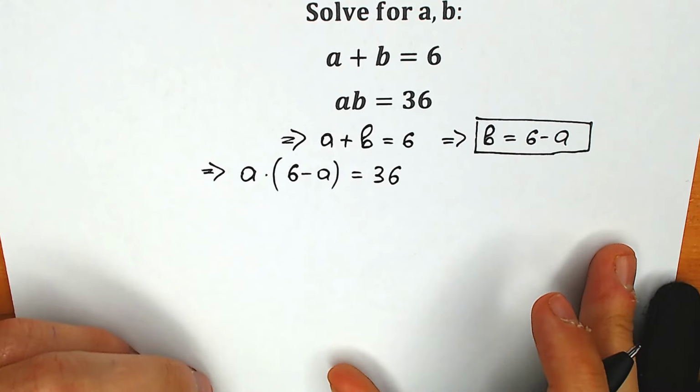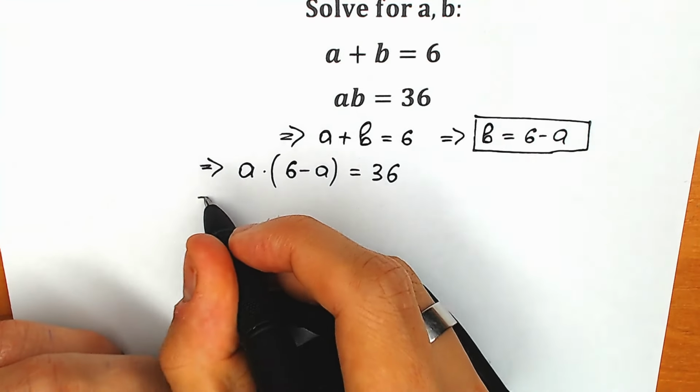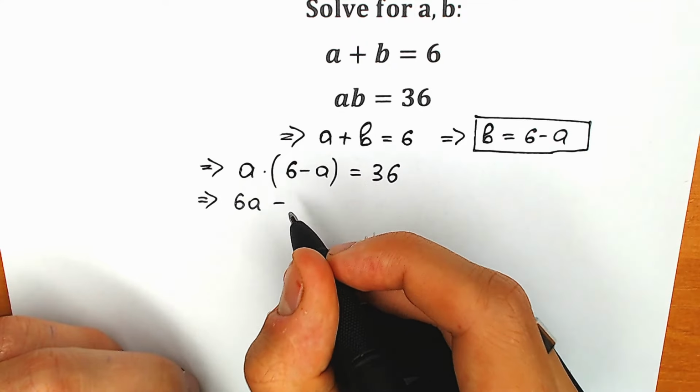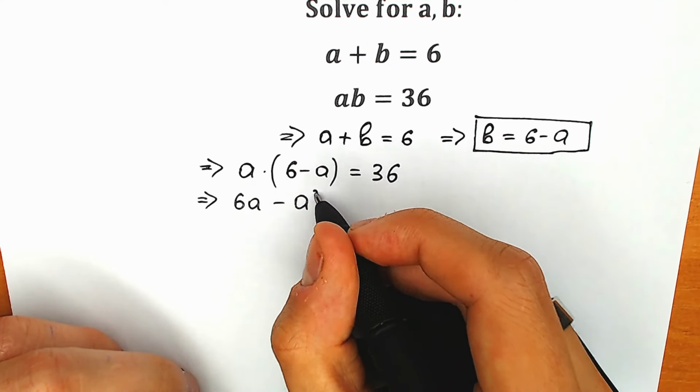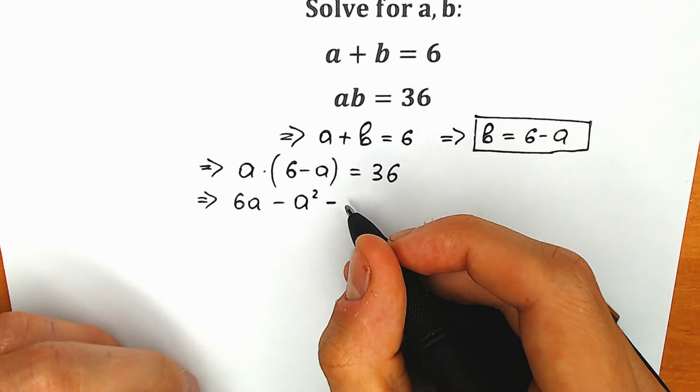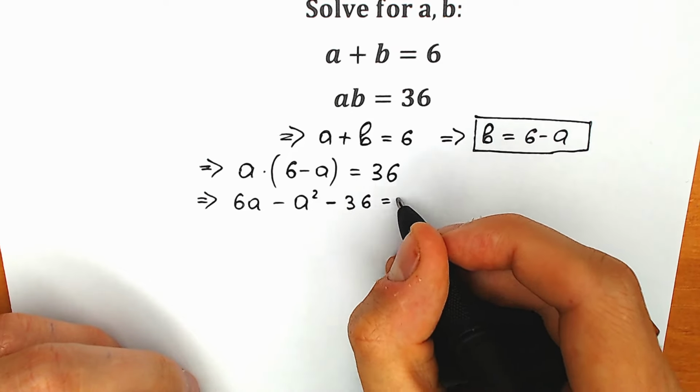Right now let's simplify this expression. So as a result, what do we have? 6a minus a times a, minus a squared. And I want to write this 36 on the left side, but with the negative sign. So minus 36 is equal to 0.